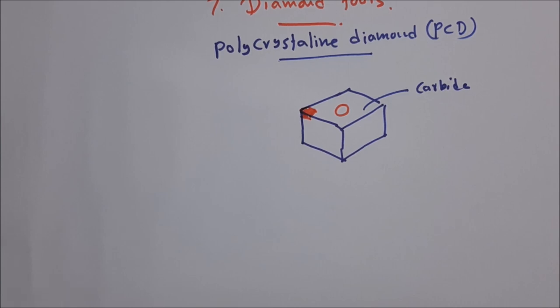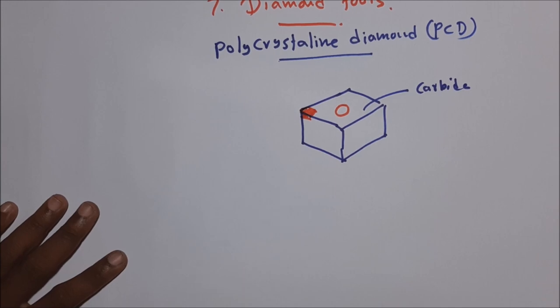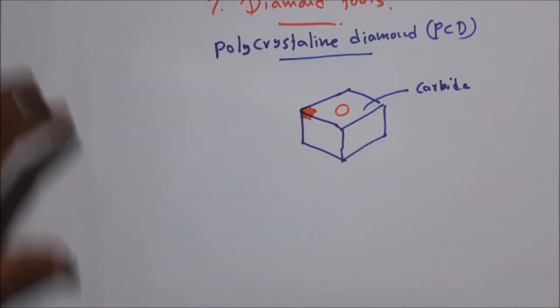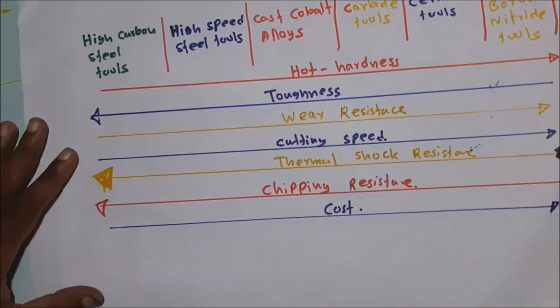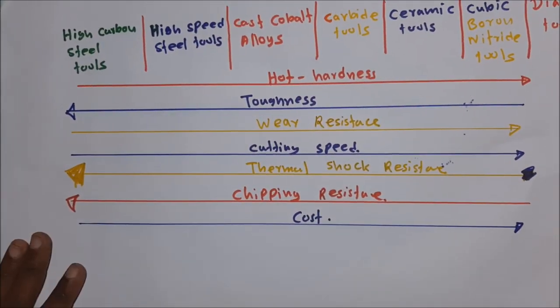So these are the cutting tool materials we are going to discuss. At least you should know these 7 types of cutting tool materials. Then this is how the properties vary among these cutting tool materials.